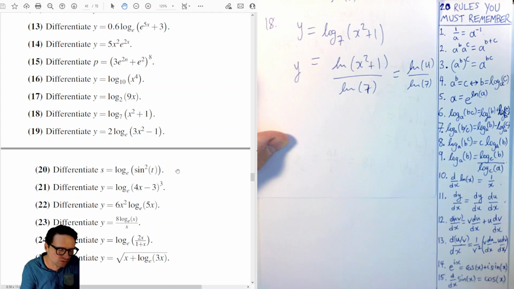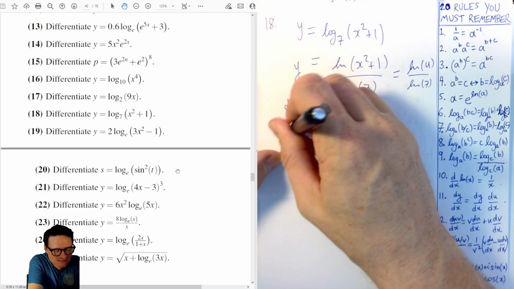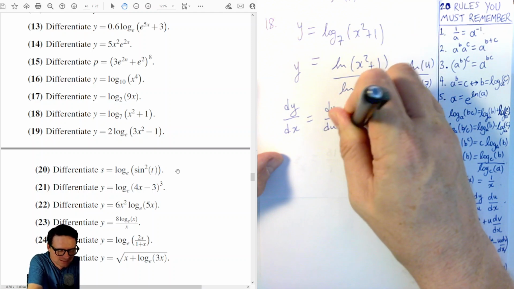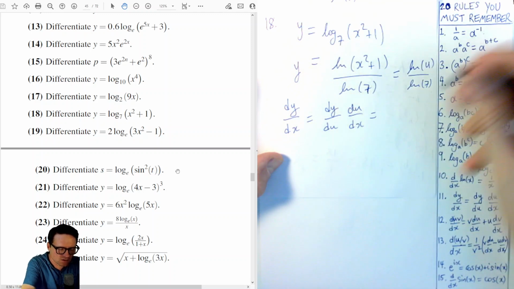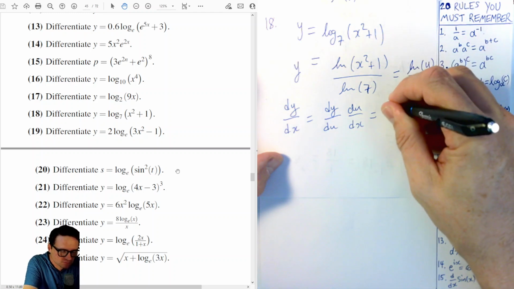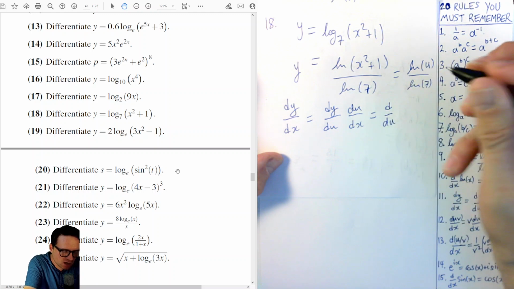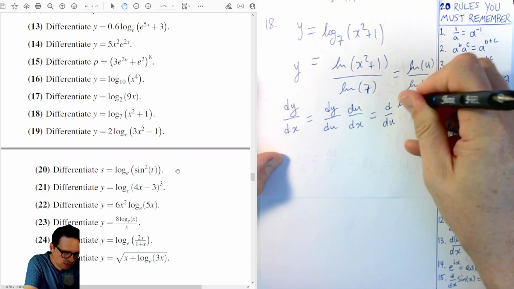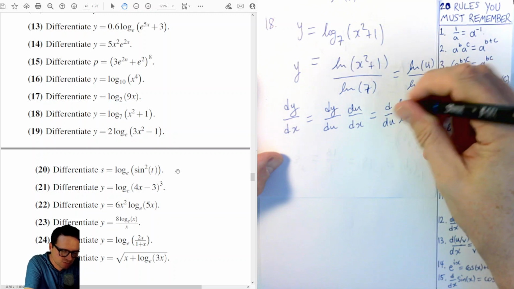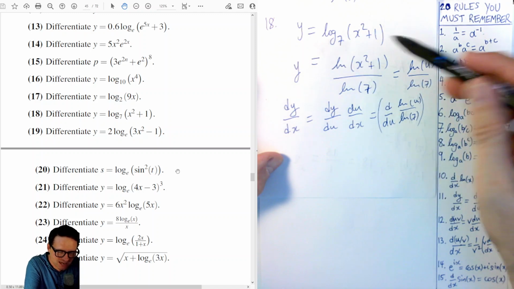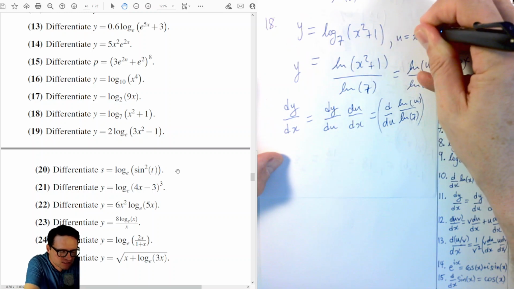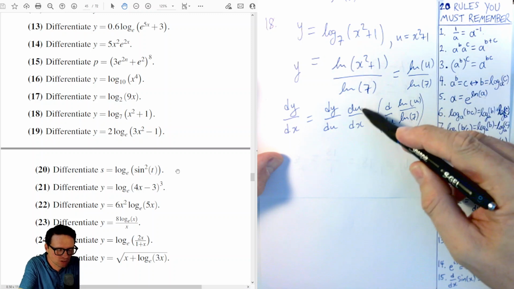Okay, now we use the chain rule. So dy on dx is dy on du, du on dx. So that is d on du of ln u over ln 7, and then we multiply this by du on dx, but u was x squared plus 1. All right, so du on dx is 2x.